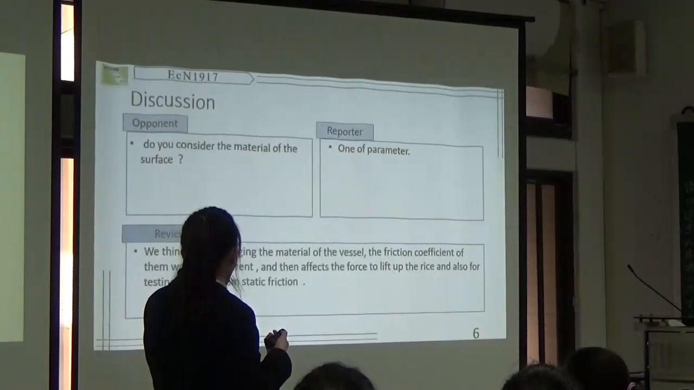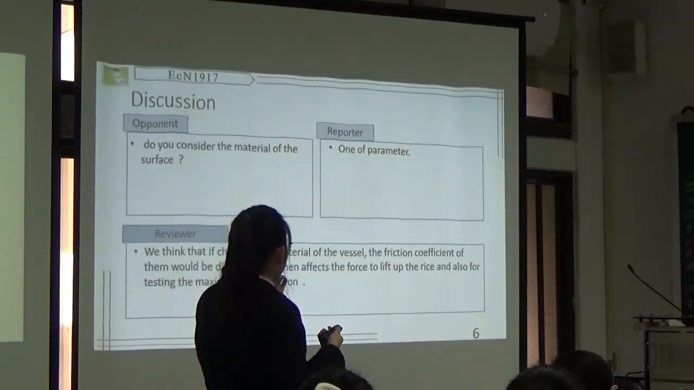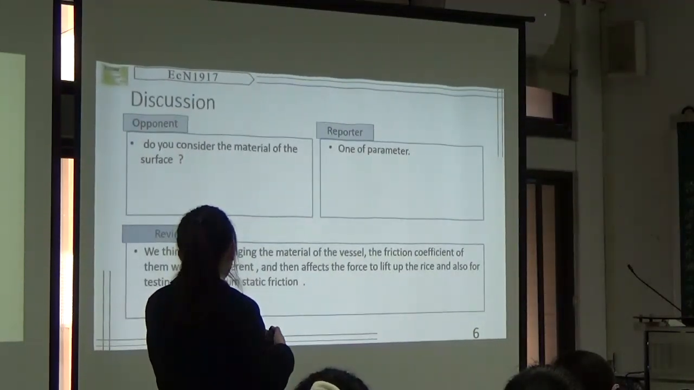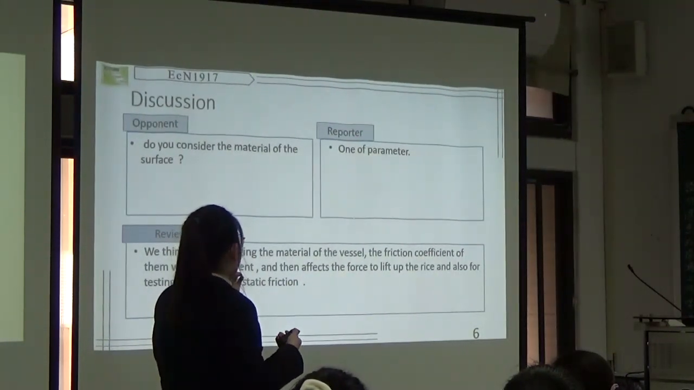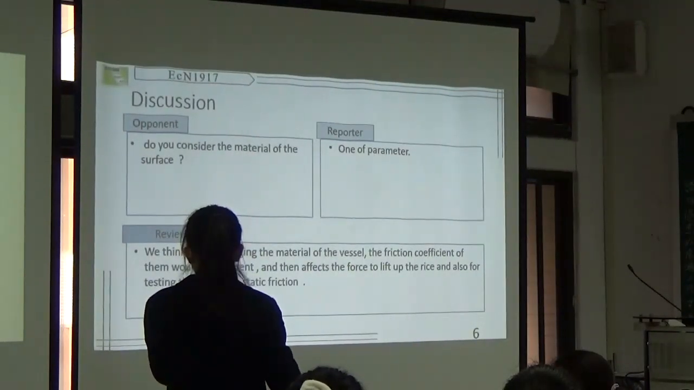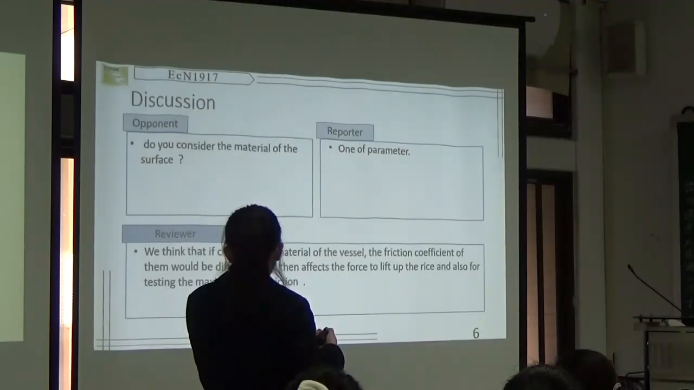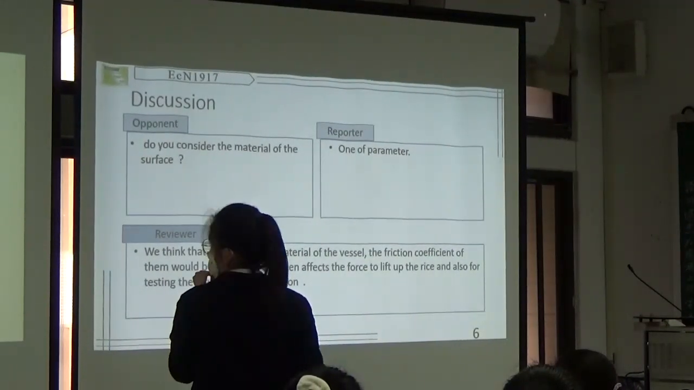For the discussion, the opponent asks, do you consider the material of the surface? The reporter says it is just one of the parameters. We think that if we change the material of the vessel, the friction coefficient will be different, and then it affects the force to lift up the rice, and also the testing of the maximum static friction.